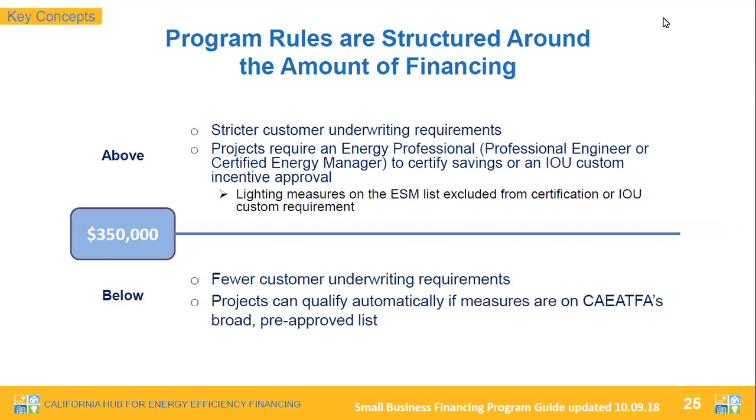An exception to this is lighting projects. For lighting measures that are on our pre-approved list, they don't need that certification. You can go all the way up to 1 million with those.